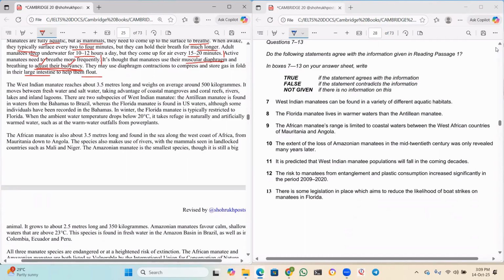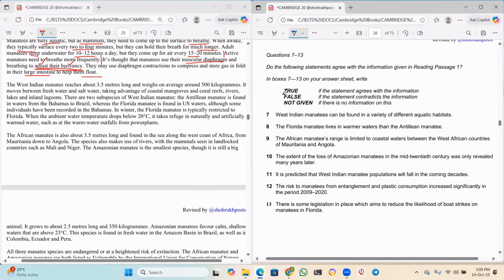Okay. Now let us move to the next set of questions, that is true, false, and not given. Okay. Here we should write true only if the statement agrees with the information. Okay. And we will write false if it contradicts the information. I mean, if it is opposite in meaning. And if there is no information on this, then we will write not given. Okay. So we have to be careful while answering this type of questions because this may get tricky.